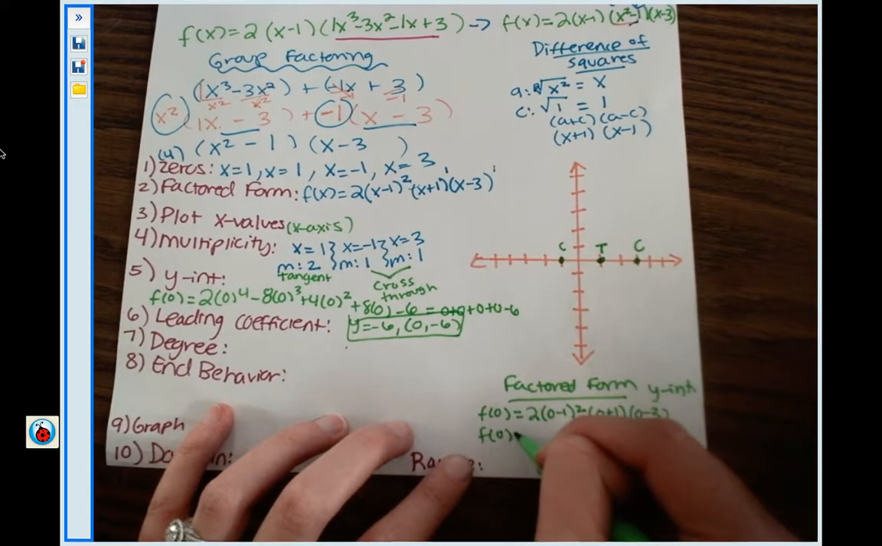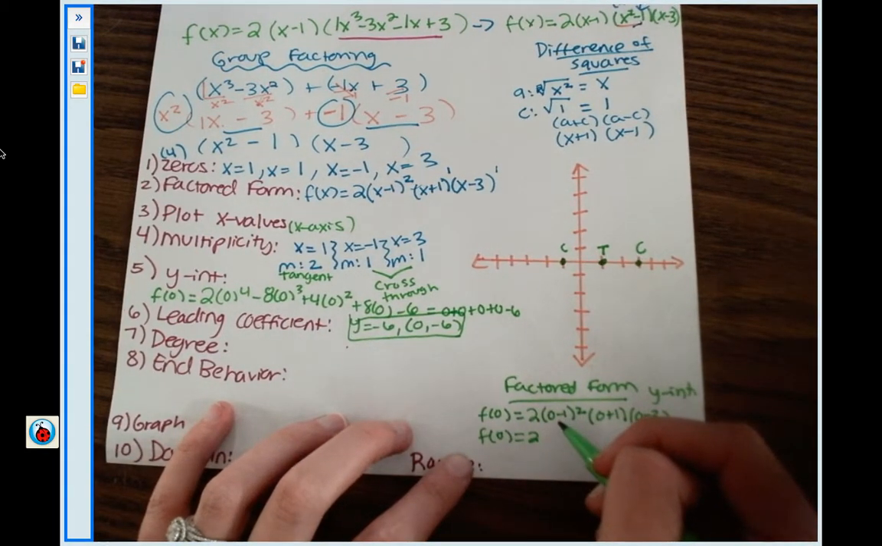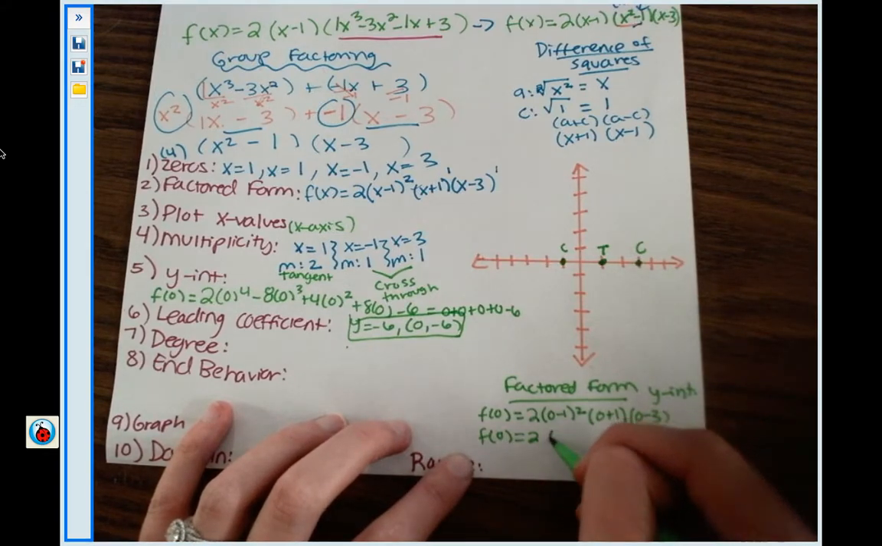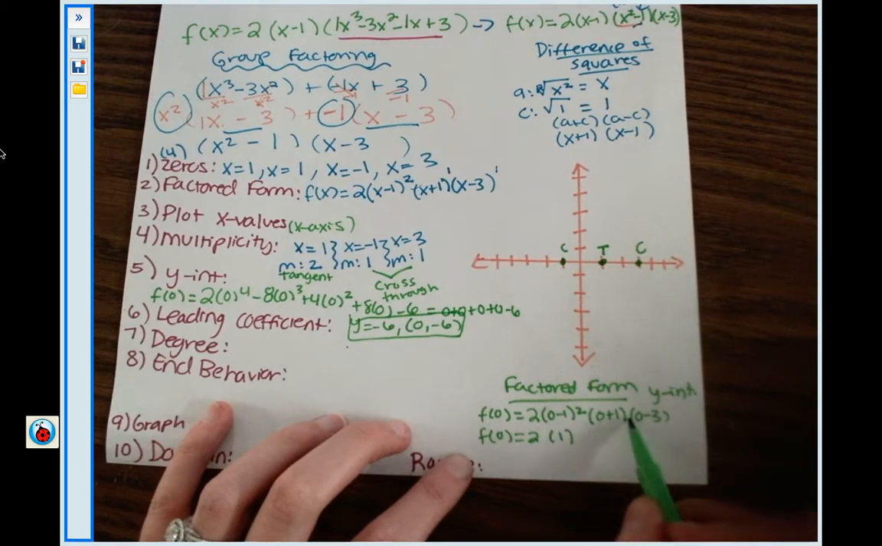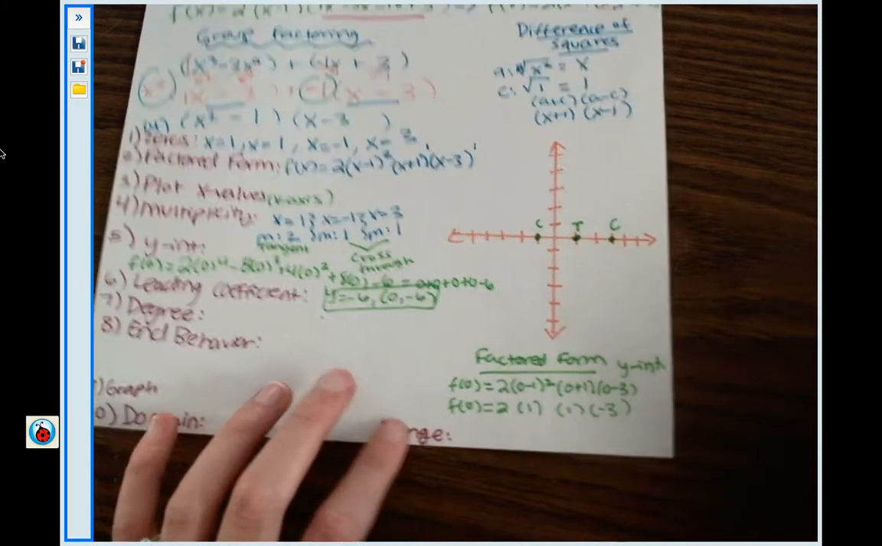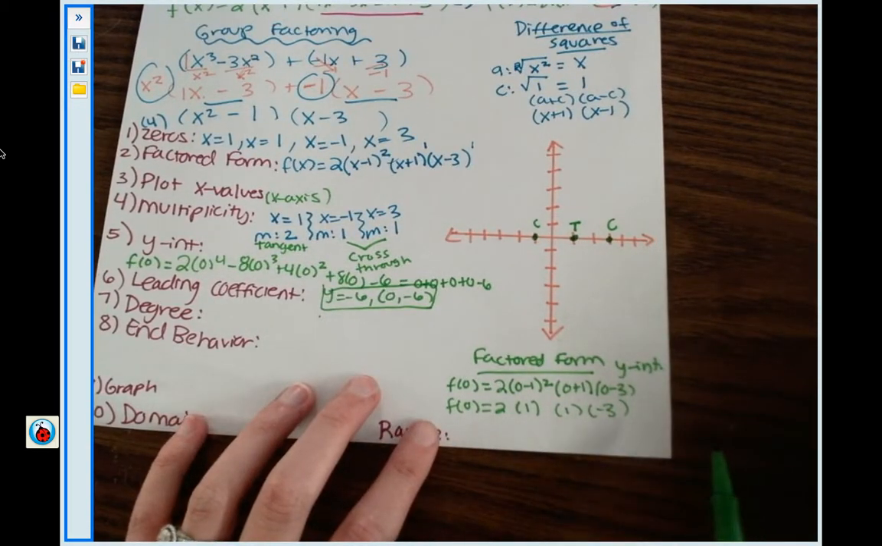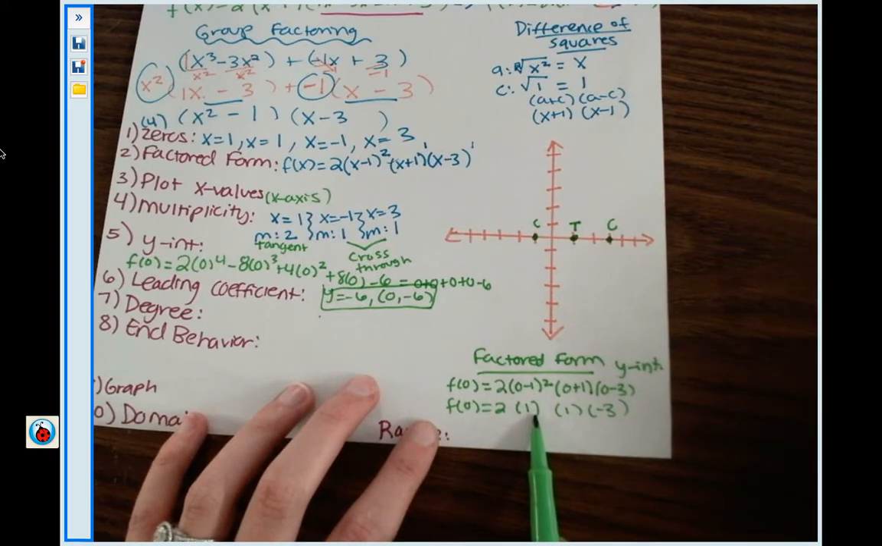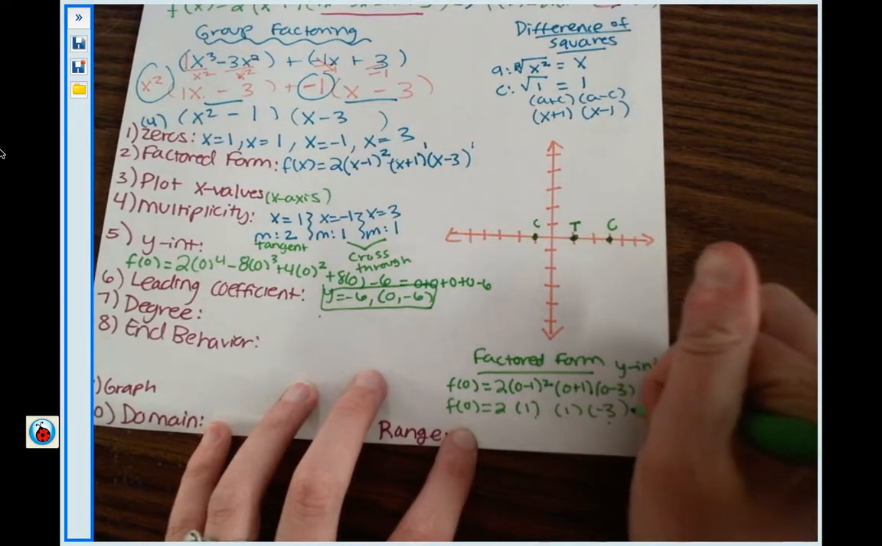So f of 0 is 2. 0 minus 1 is negative 1. And negative 1 squared, negative 1 times negative 1, is positive 1. 0 plus 1 is 1. And 0 minus 3 is negative 3. Holy hot dog. All right, guys, so let's see what happens when we multiply. So 2 times 1 is 2, times 1 is 2, and then 2 times negative 3 is negative 6.